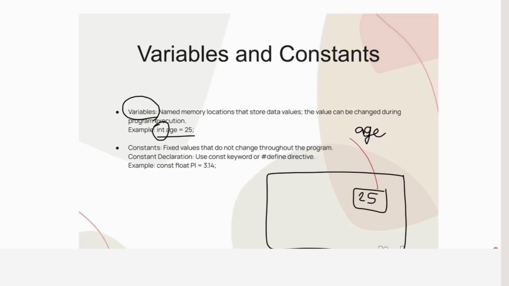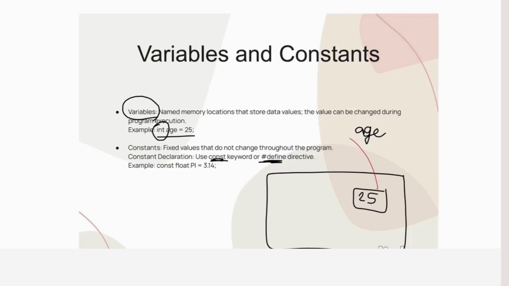Moving ahead, constants. Constants are nothing but fixed values provided to some variable, and we do not want to change the value of it throughout the program, which means that I don't want to change the value of my variable while the program is in execution. So we can use the const keyword in that case, or the hash define directive. We are going to see hash define directives in further lectures.